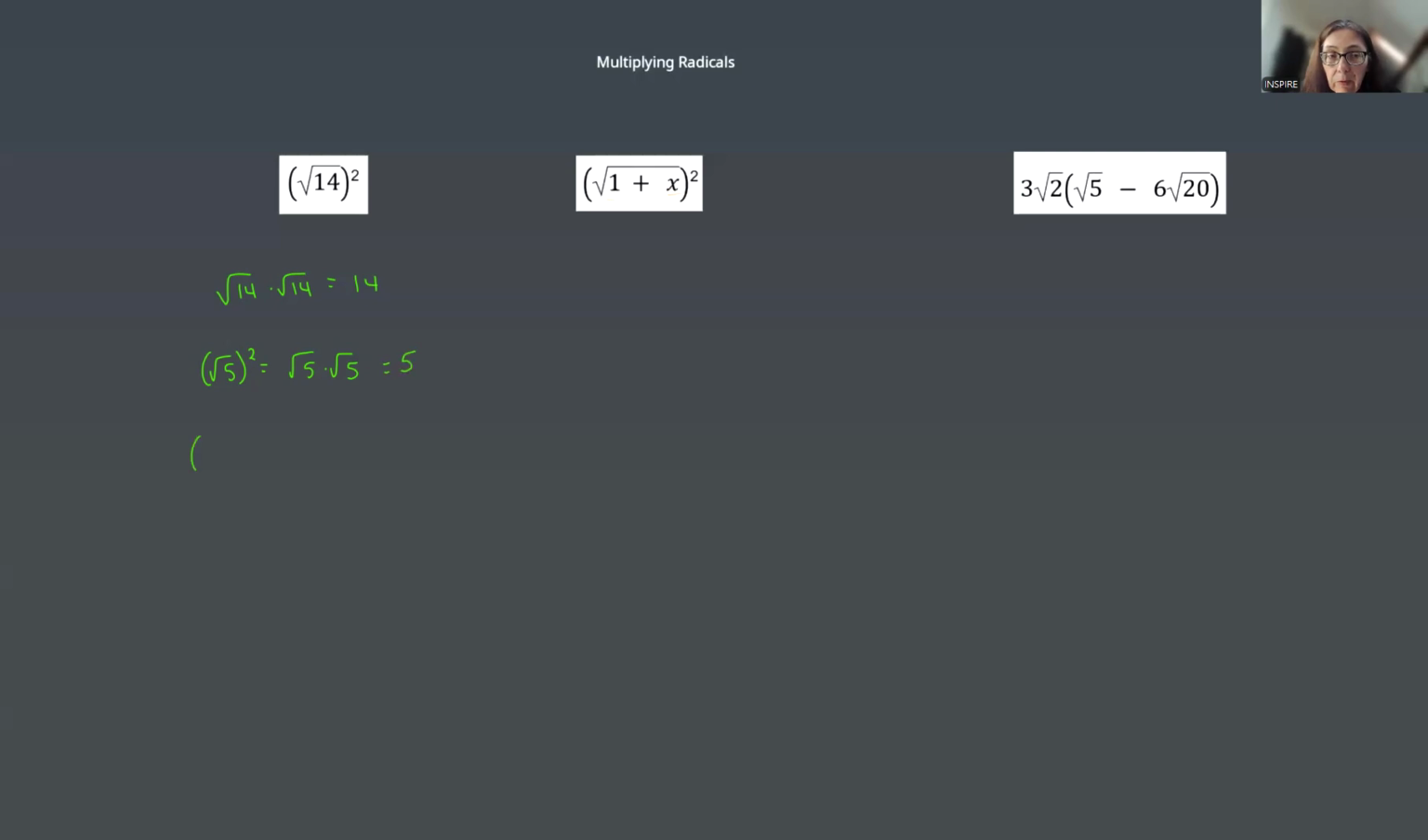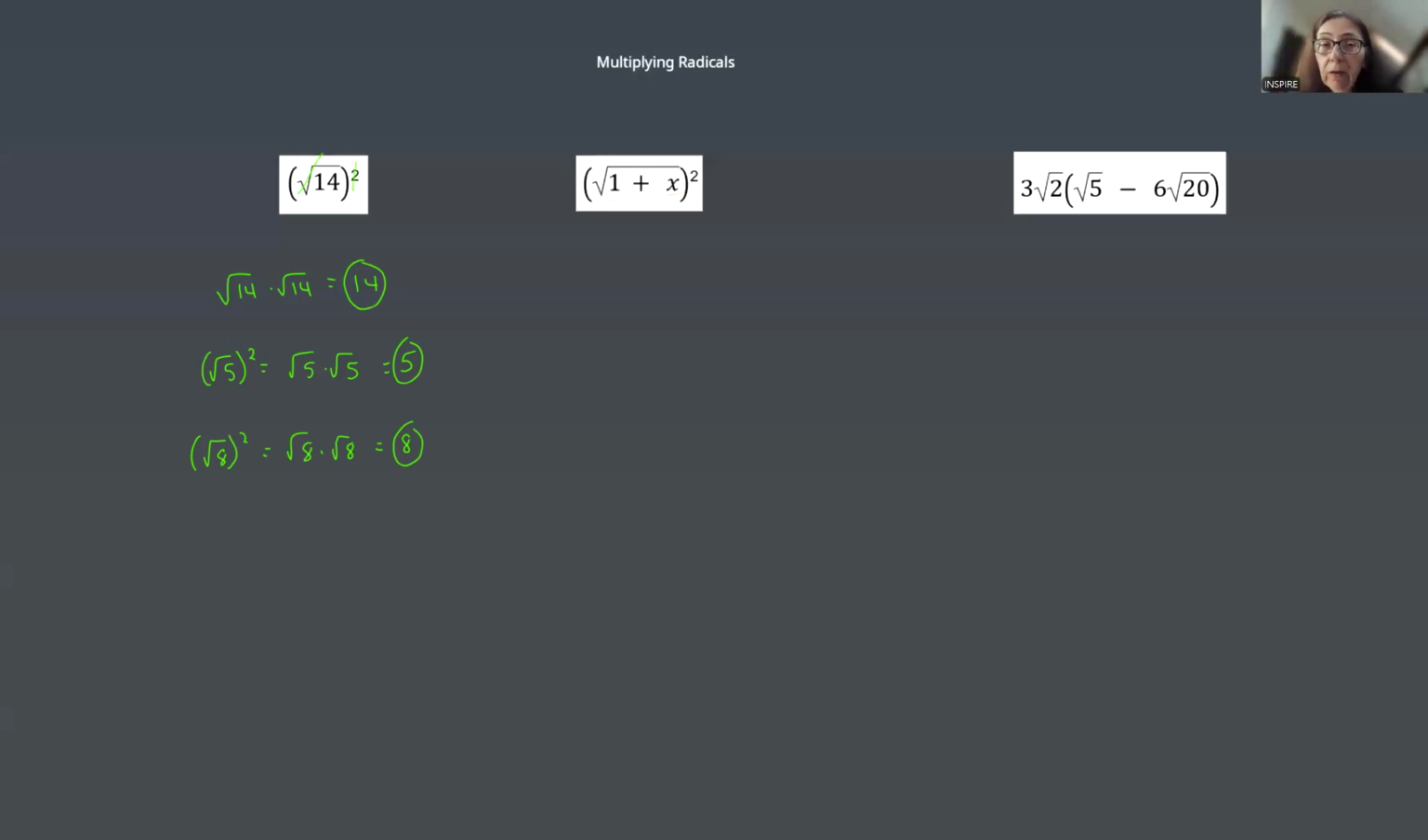The square root of 8 squared. Square root of 8 times the square root of 8 is 8. If you can remember that, it'll save you a little bit of time. So the square and the square root eliminate each other.